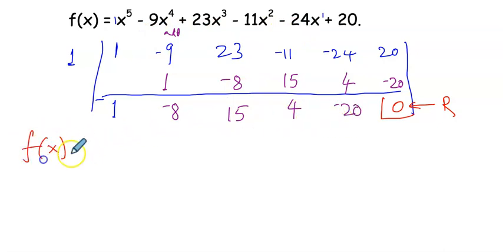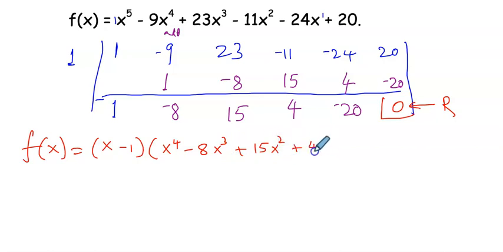And already you know that x minus 1 is a factor. Now the remaining part, this quotient, is what? It is 5 changes to x to the 4, right? Or you can think like this: this is the constant term, x, x square, x cube, x to the power of 4. So it is 1x to the power of 4 minus 8x cube plus 15x square plus 4x minus 20.